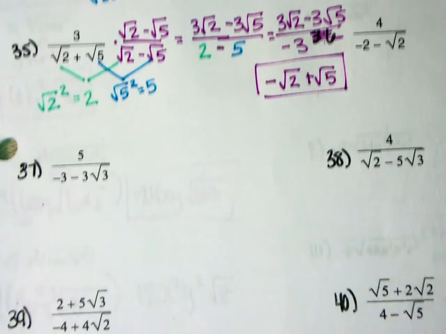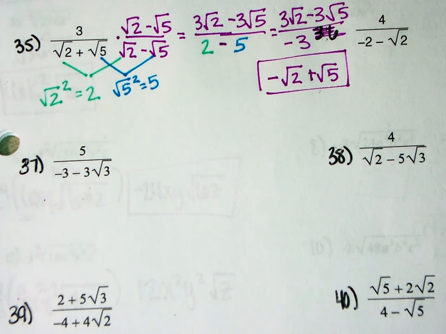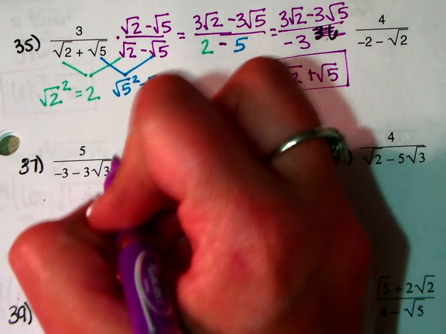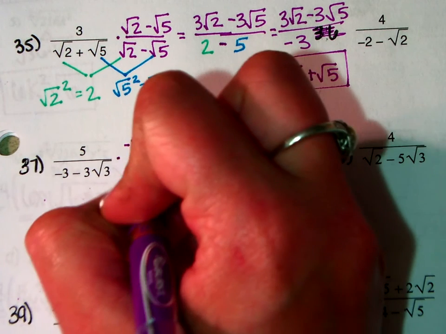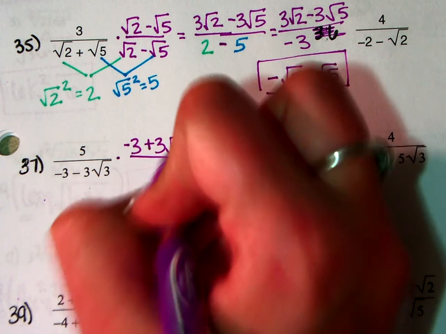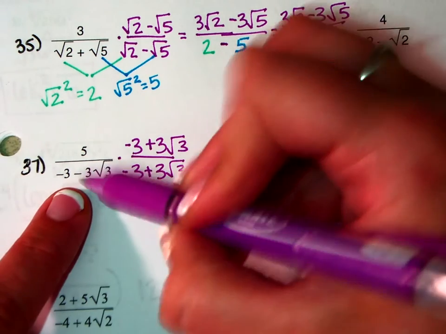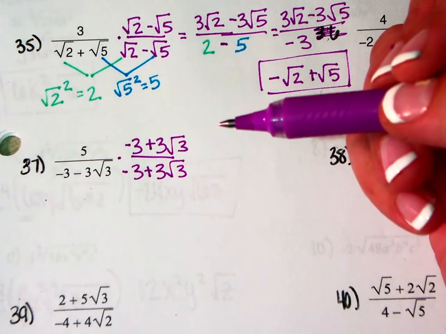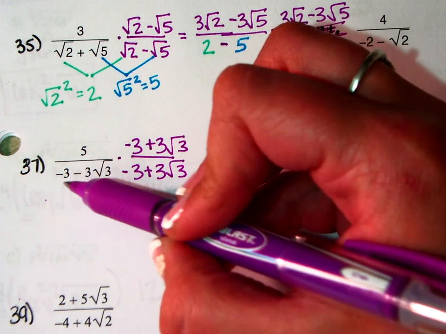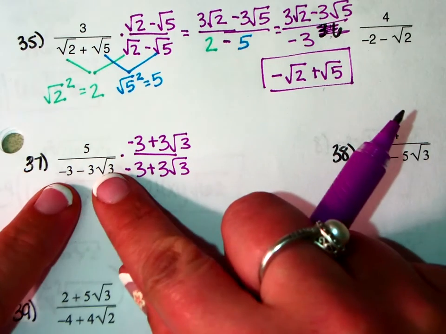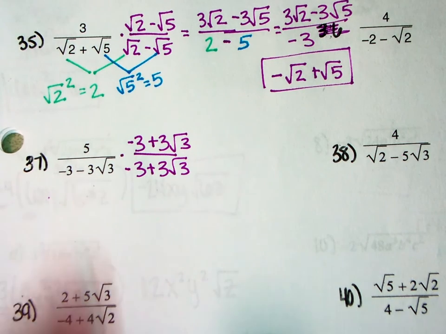All right, next problem. Again, looks more intimidating, but the level of difficulty is identical to the top. So negative 3 plus 3 square roots of 3. You only change the middle sign. You're not going to change the sign in front of this 3. Only the sign that separates the two terms. Okay, let's distribute.